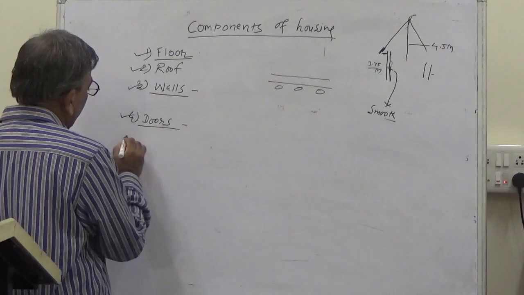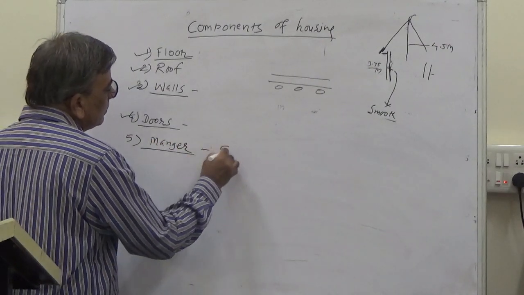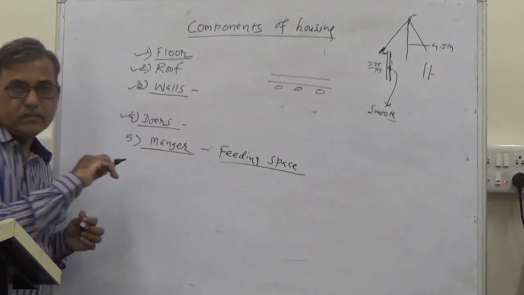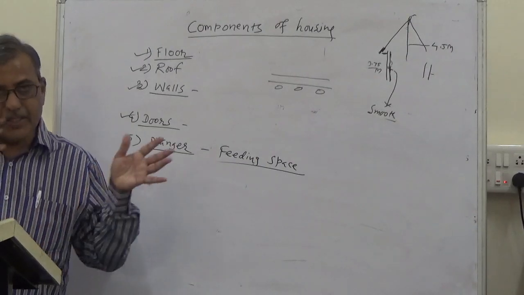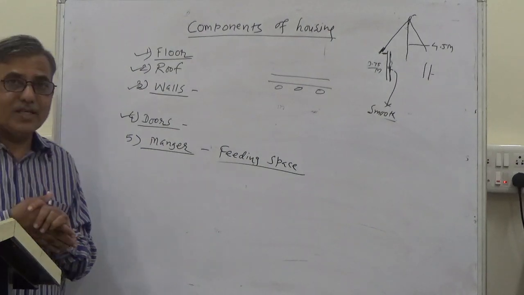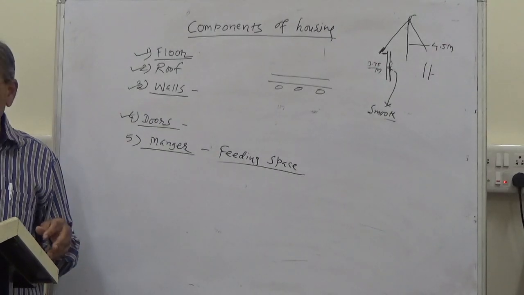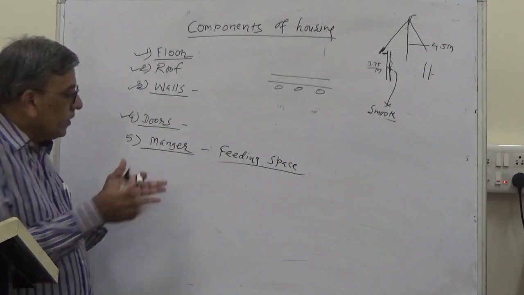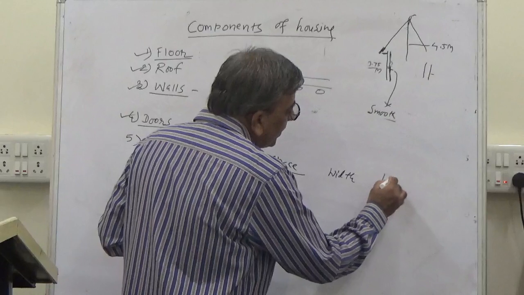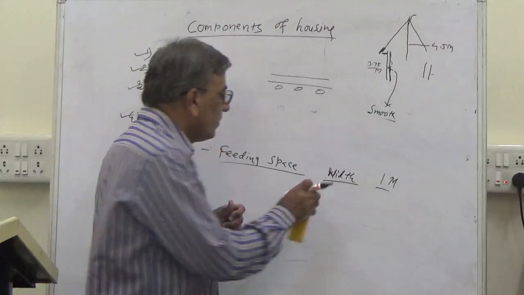The fifth component: the feeding space. Manger is the place where feed is placed for feeding of animals, particularly in the conventional housing system. So what are the specifications of the manger? The width of the manger should be 1 meter.